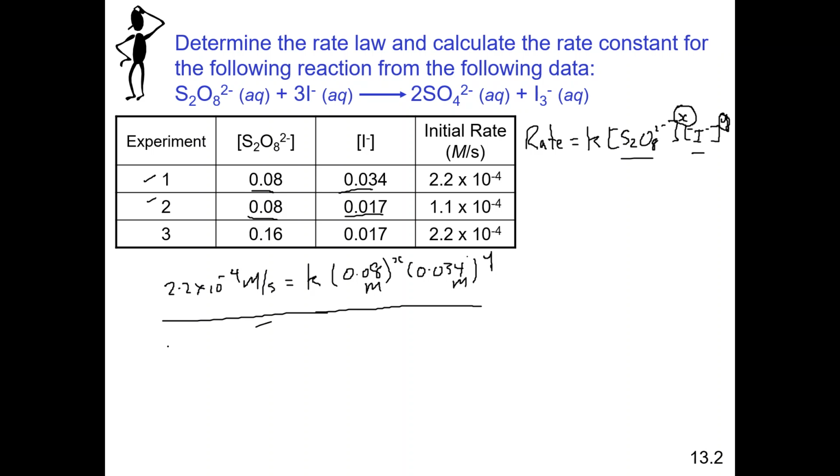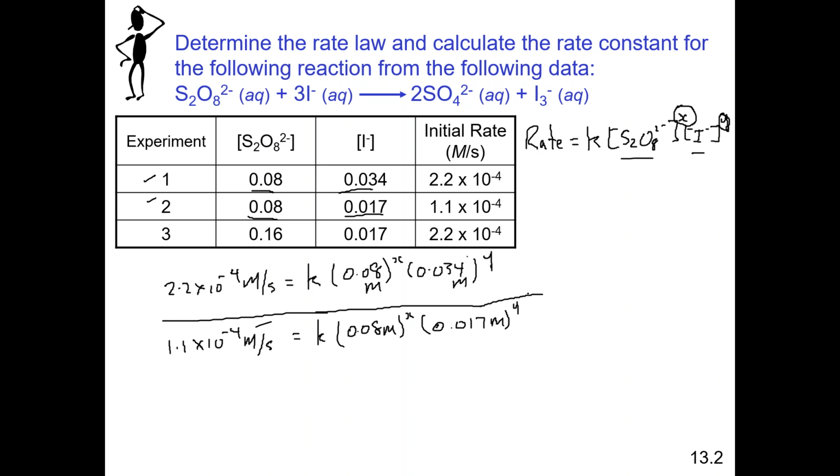In the case of experiment number 2, I have 1.1 times 10 to the minus 4 M/s equals k times the concentration of the persulfate, which is 0.08 M raised to the x, times the concentration of iodide, which is 0.017 M raised to the y.